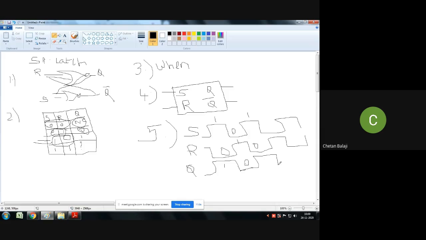Please remember these 5 points. On the sheet you can write all the things. This one sheet will tell you everything. You'll get 10 marks: 2 plus 2 plus 2, 2 into 5 equals 10 marks. Very simple.